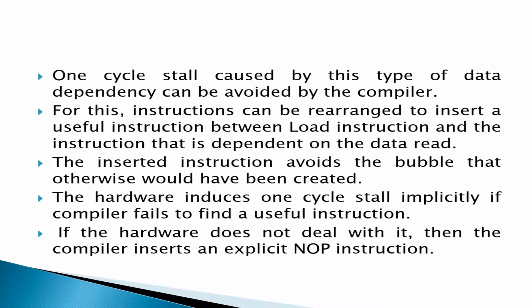One cycle stall caused by this type of data dependency can be avoided by the compiler. For this, instructions can be rearranged to insert a useful instruction between the load instruction and the instruction that is dependent on the data read. The inserted instruction avoids the bubble that otherwise would have been created. The hardware induces a one cycle stall implicitly if the compiler fails to find a useful instruction. If the hardware does not deal with it, then the compiler inserts an explicit NOP instruction.